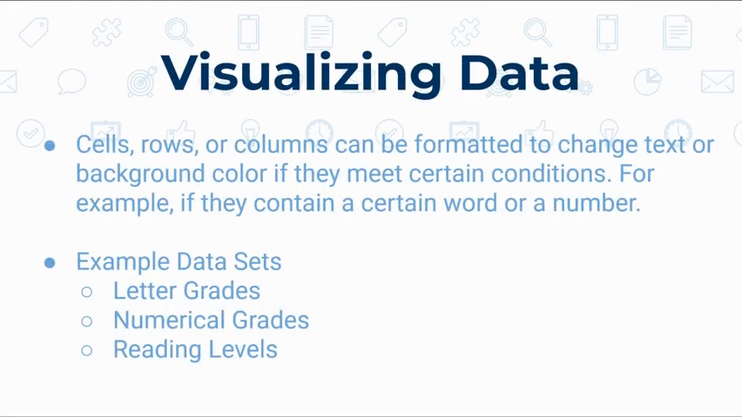Conditional formatting is about the visualization of data. You can change the background color of a cell, a row, or a column, or change the text depending on the certain conditions that you set in the rules. Today we're going to take a look at 3 different types of data: letters, numbers, and reading levels, where we're going to layer rules on top of one another.